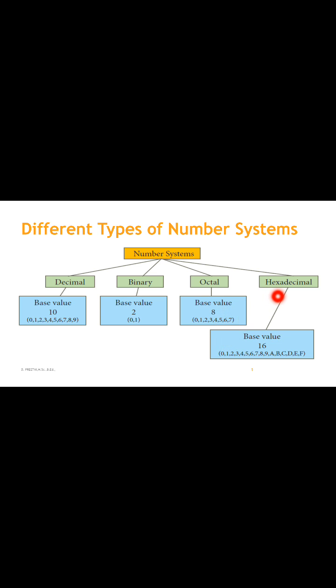Then the next one is the hexadecimal number system. In the hexadecimal number system, we have the values from 0 to 9 and capital letter English alphabets A to F. So totally here we have 16 values, so its base value is 16. How did we get the name hexadecimal? Hexa is 6 and decimal is 10. So 10 plus 6 is 16, so it is known as hexadecimal.